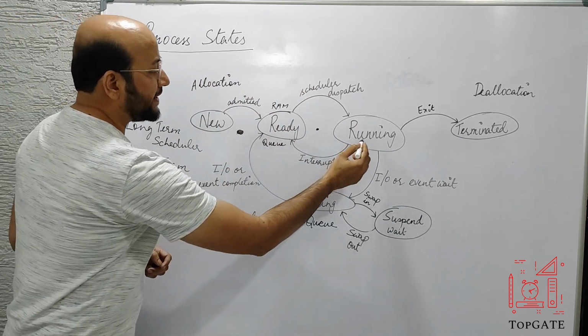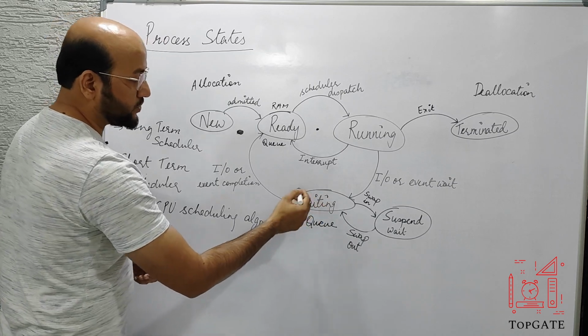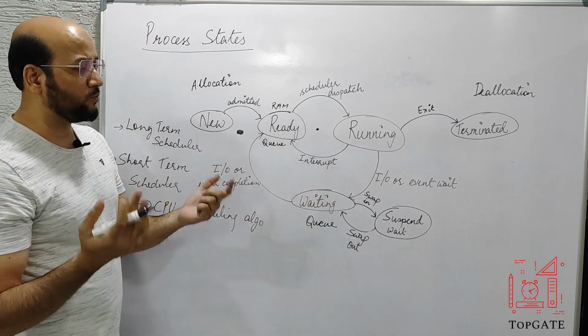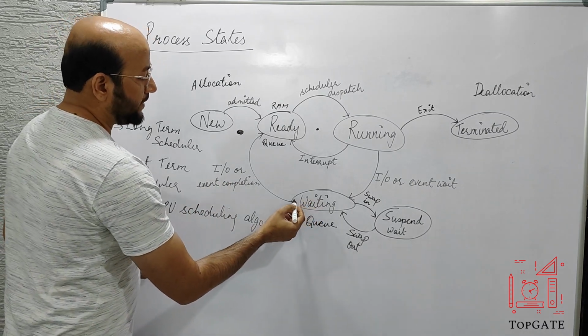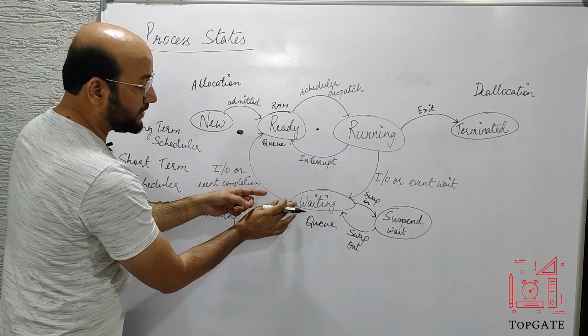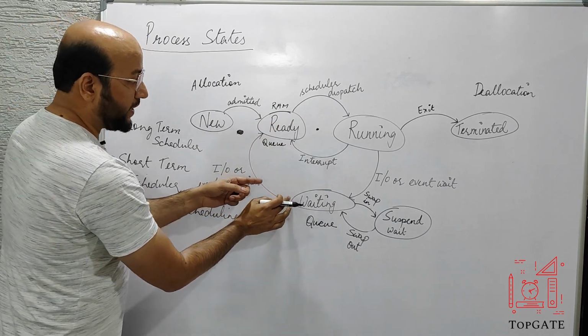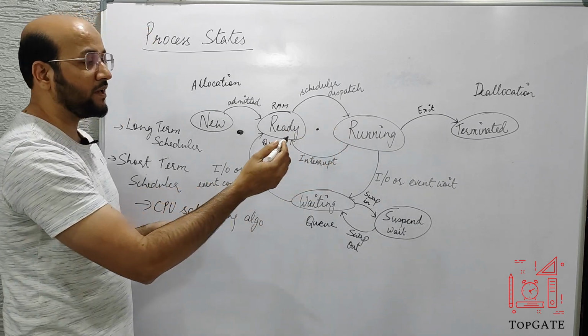Fine. So this cycle goes on, and now the process which was in the waiting state, waiting for some input or some event completion, after it completed its work, is again sent to the ready state. Now we are not sending this process from the waiting state to the running state. Why? Because there is already some process running in the CPU.